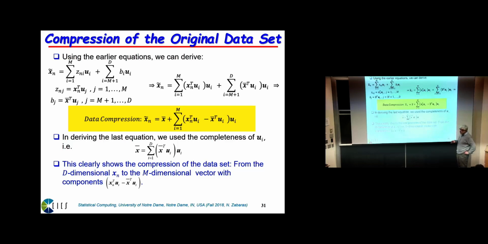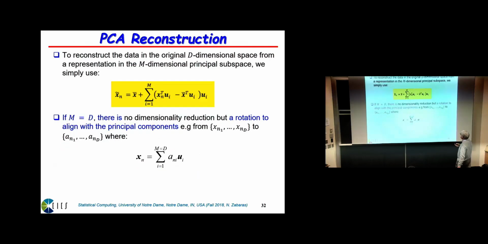So if d is 10,000 and m is 3, the savings are enormous, right? Because you are doing calculations in 3 dimensions rather than 10,000 dimensions. So obviously we use this in data compression.